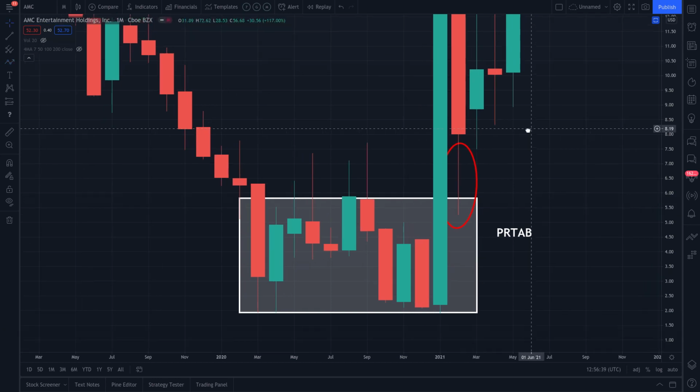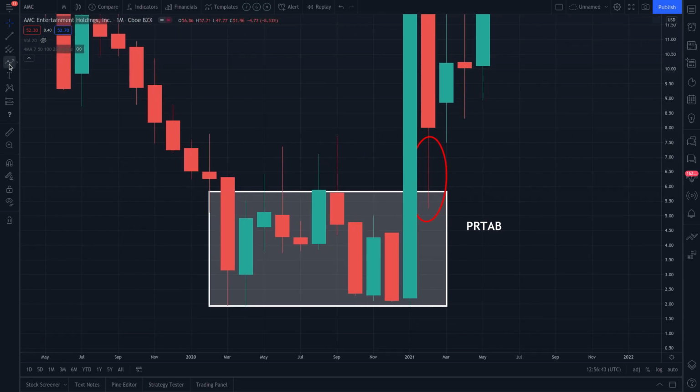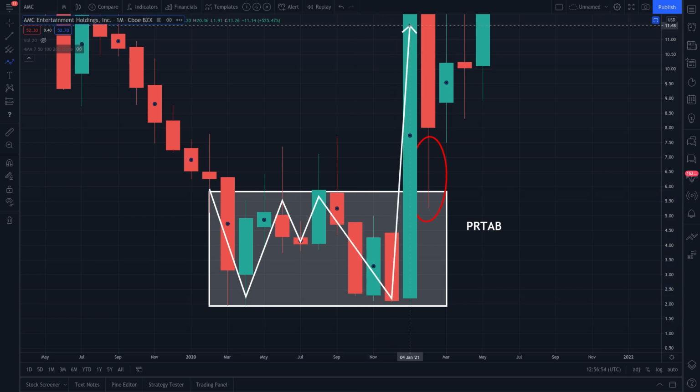Now the per tab is just a weird abbreviation that I came up with. I didn't want to spell it out, guys. It's just a previous resistance test after a breakout. So that simply means that, remember, you find your consolidation range, you get the breakout, and then you get the per tab. Okay, previous resistance test after a breakout. All right, so that's what the per tab is.